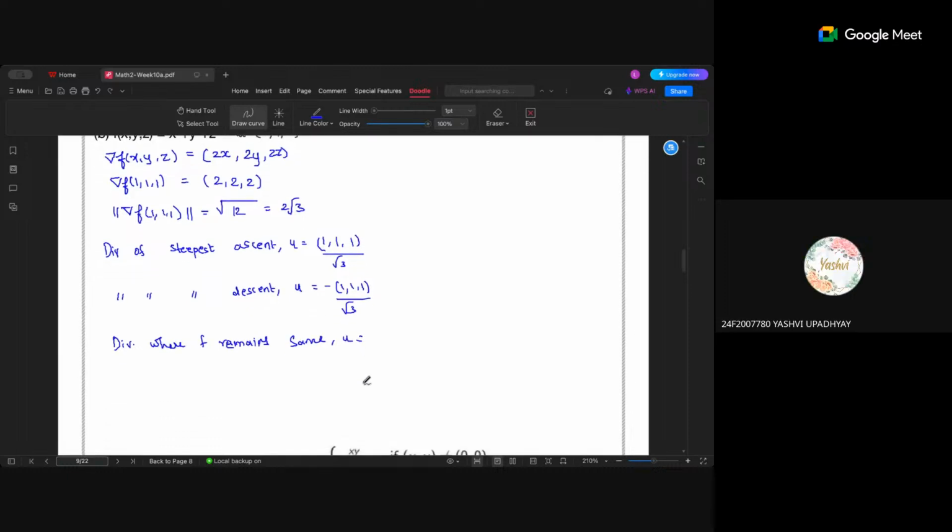No, don't say u equal to 0 again. You have to find the vector u such that it is perpendicular to del f of 1 comma 1 comma 1. So in this case, your u is u1, u2, u3. Now u1, u2, u3 dot product with 2 comma 2 comma 2 equal to 0 gives you u1 plus u2 plus u3 equal to 0, since 2 times this is equal to 0, so this value itself is 0. Correct? All of you are following? Yes, ma'am.